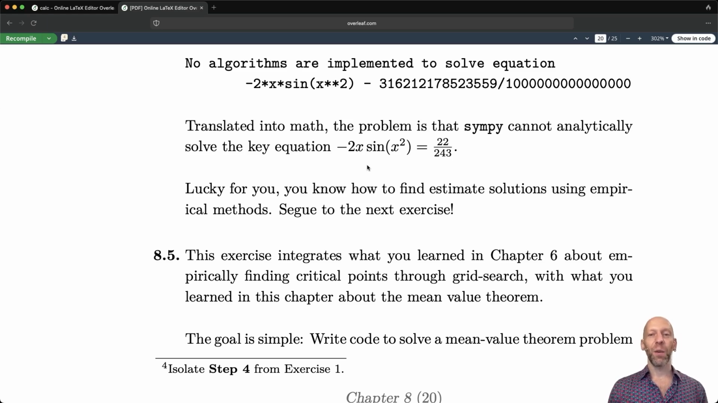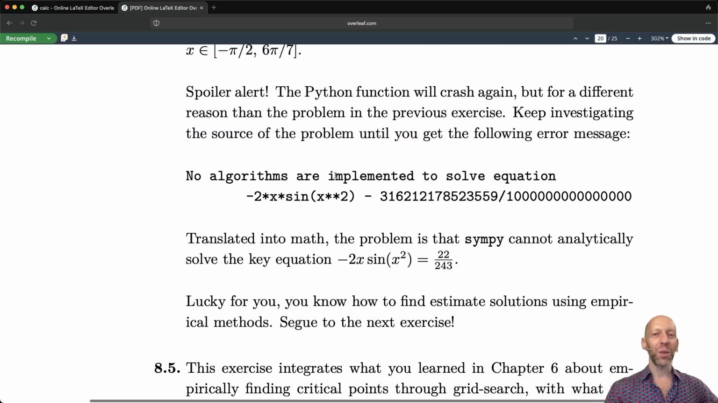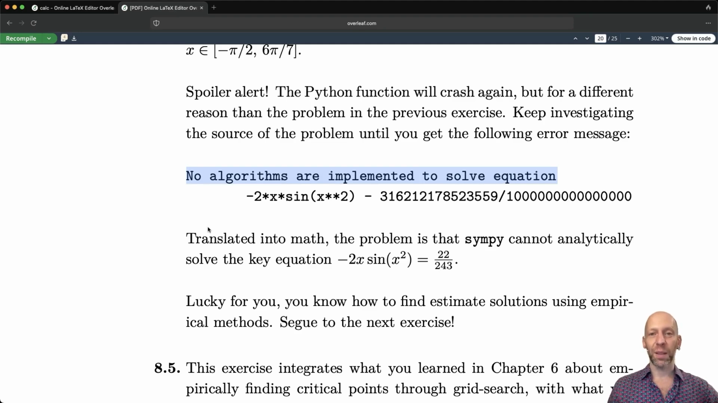And so what we are going to do instead is come up with an empirical solution. So numerically approximate the solution, but don't worry about that yet. That is for the next exercise. What you want to do in this exercise is basically make sure you understand how to investigate your own math algorithm in order to come up with the exact problem that the function is running into.